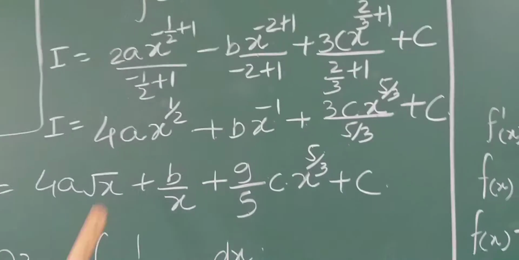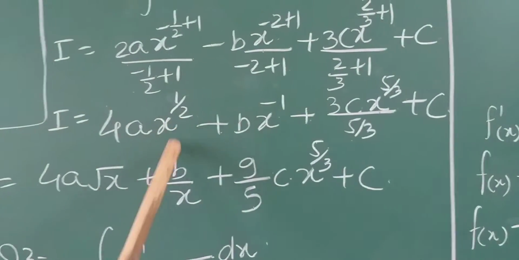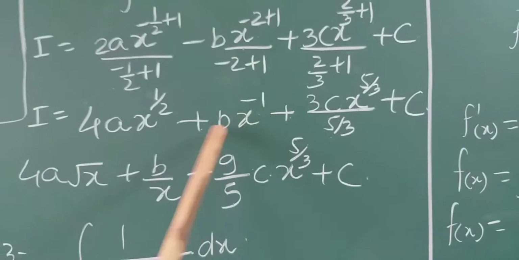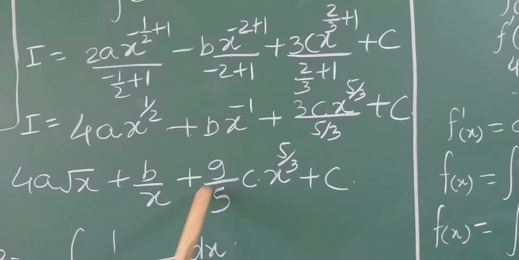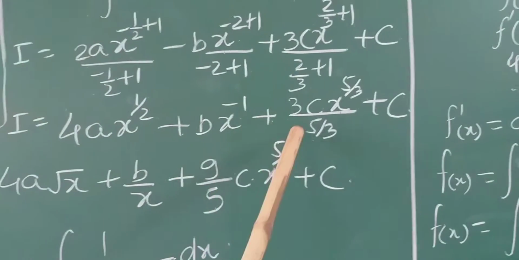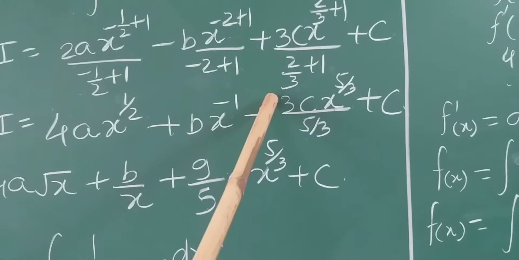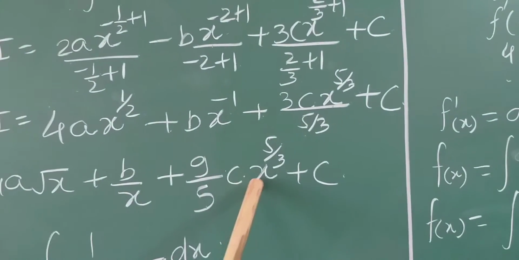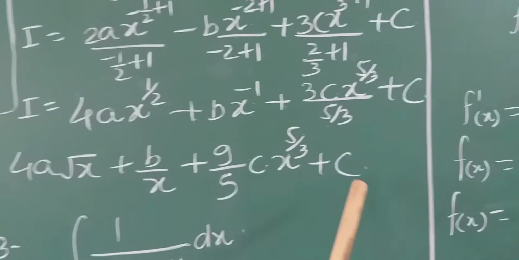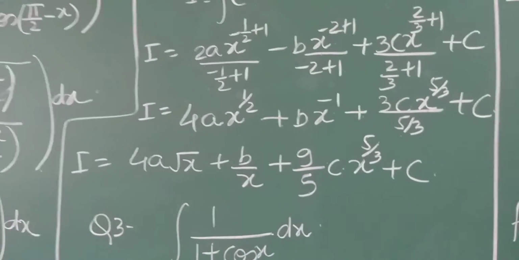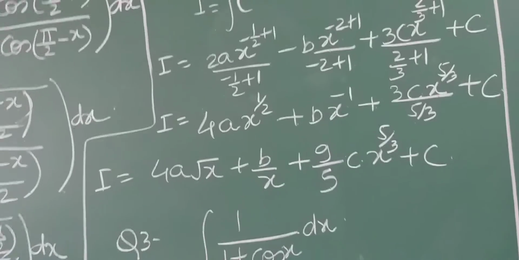Correct? So it is 4a root x, plus b upon x, plus 9 upon 5c x to the power 5 upon 3, plus c. This is the answer. Okay, students.